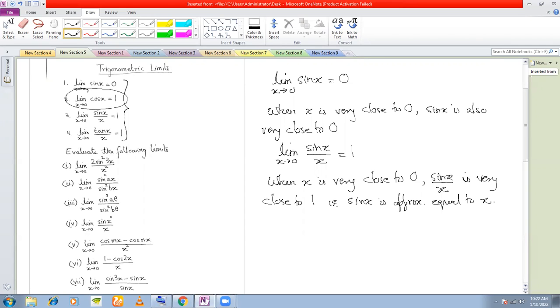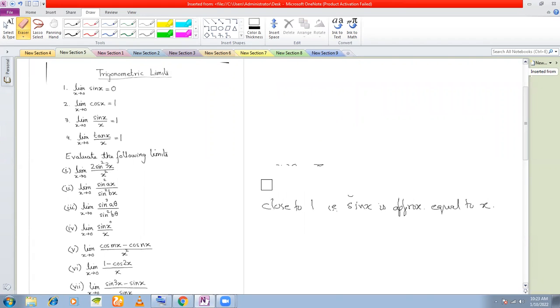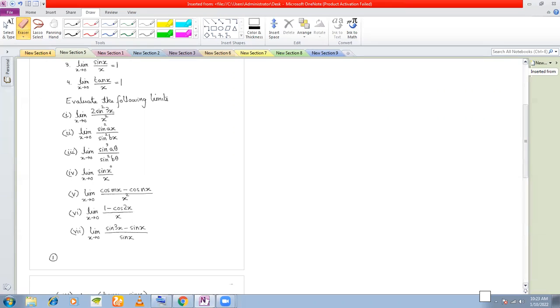Did you understand what I mean by this? Yes, sir. So sin x by x is equal to 1 means when x is very close to 0, sin x and x are almost equal to each other. Okay, the values of sin x and x are almost equal to each other. Similarly, you can say for limit x tends to 0, tan x by x also. Okay, so that is what these results mean. So after the interpretation, and I'm sure you have memorized these results also, we'll be using these results to solve certain problems. Okay, so we'll start with the first problem.